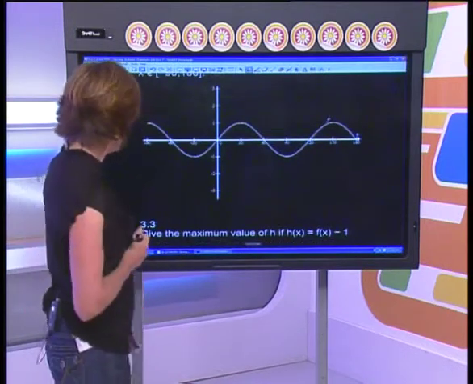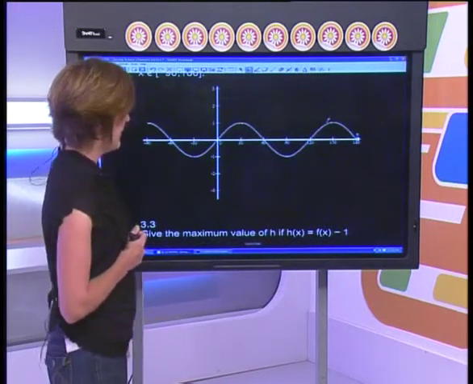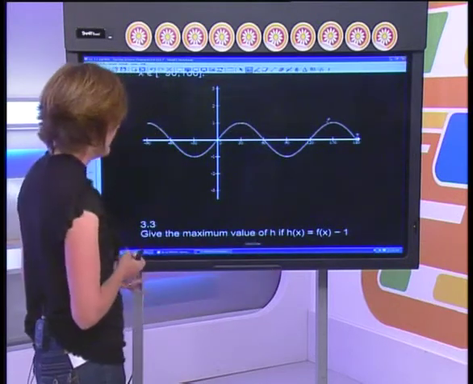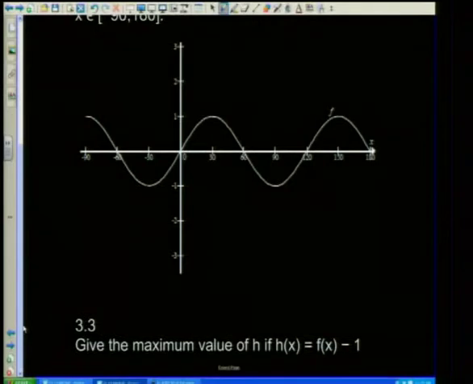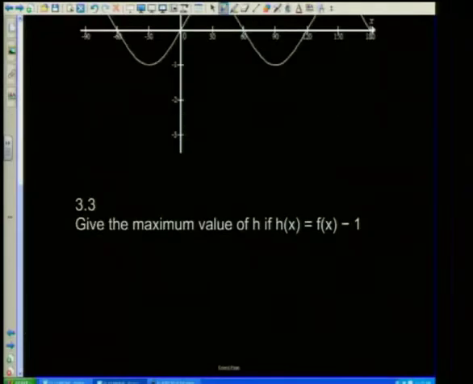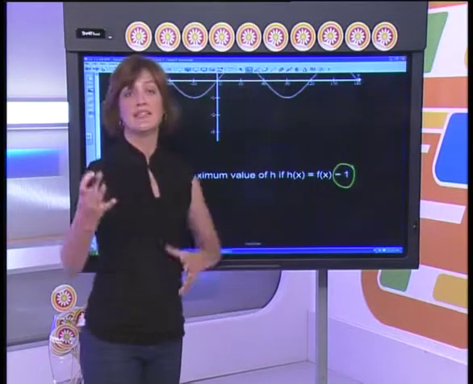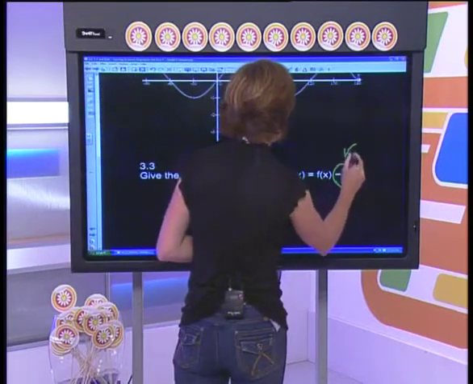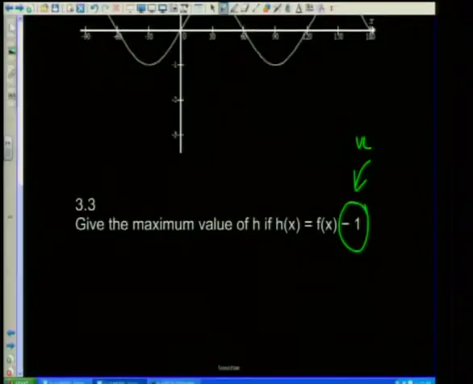Okay, they're now saying to us, give the maximum value of h. Now, h is a new graph. We don't have this yet, where h of x represents f of x minus 1. Grade 12, anytime we're taking a number and we're plussing or minusing a value onto your function, what that represents, please remember, is your vertical shift. Any value being added onto your function represents your vertical shift.